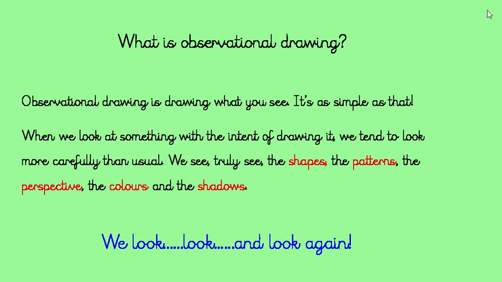When we look at something with the intent of drawing it, we tend to look more carefully than usual. We truly see the shapes, the patterns, the perspective, the colours and the shadows. So I think you know what most of those words mean. So the shape of something, I think you know what that means. The pattern, that's sort of the detail that's on it. The perspective, that's probably a new word for you. That just means how far away something is, whether it's close to you or far away. Colours, we know about colours. And shadows, and that's sort of the shadows that the sun creates. Obviously the parts where the sun isn't shining, they're the shadows. So the key for observational drawing is we look and look again. So we're really using our eyes and really looking carefully as we draw.